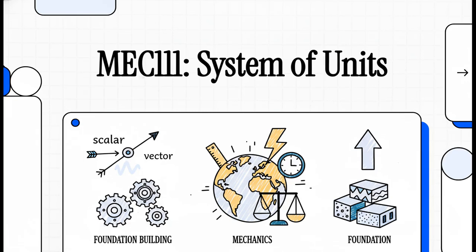Now, last time we talked about scalars and vectors. Today, we're going to build on that with something that is absolutely critical for everything we do in mechanics, and that's the system of units. This stuff, it's literally the foundation of all engineering, so let's jump right in.